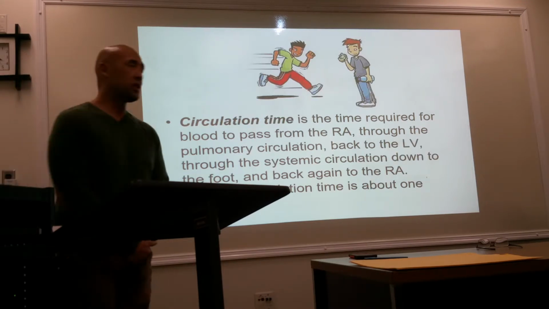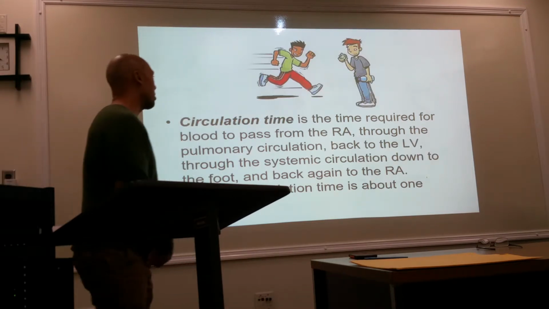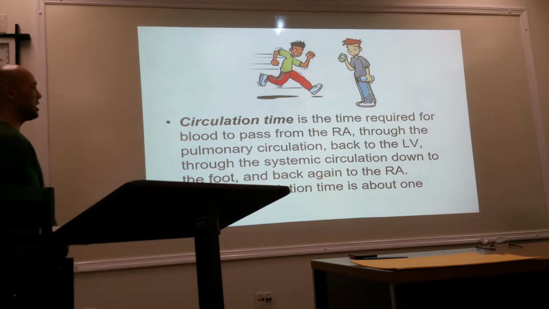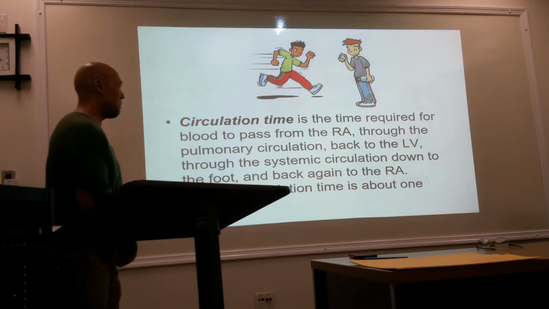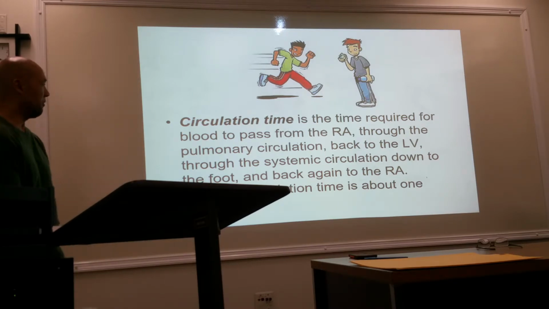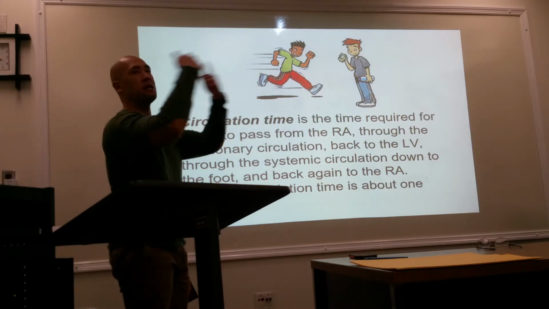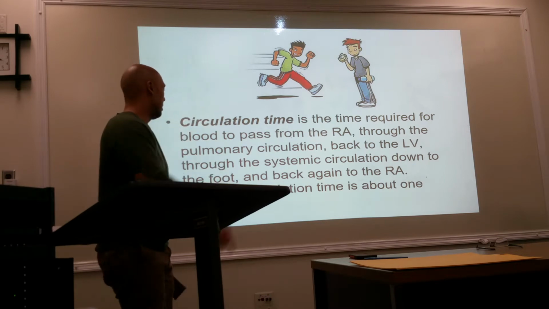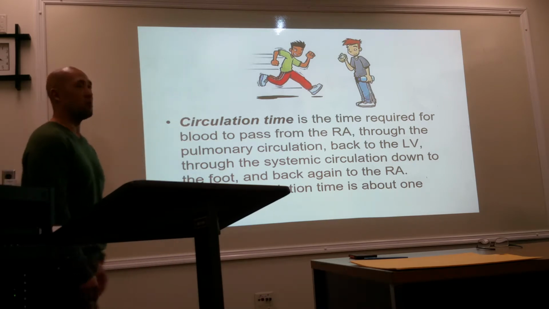Circulation time. Circulation time is the time required for blood to pass from the right atrium through the pulmonary circulation and back to the LV through the systemic circulation down to the foot and back again to the heart. So it's basically from here to here and then back again. That's circulation time. Okay, an average circulation time is 1 minute.